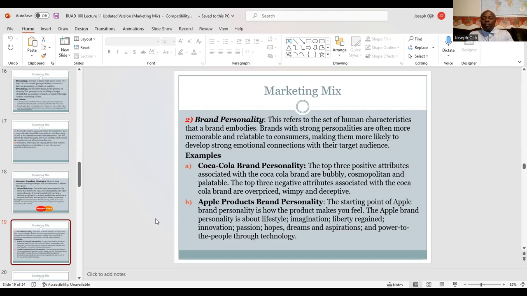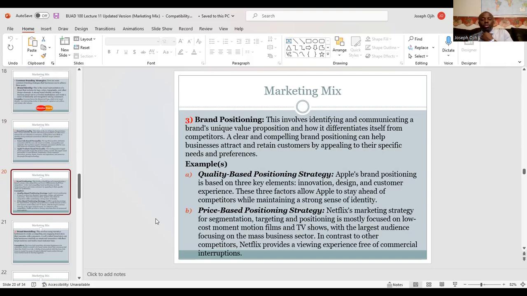Starting from the time when the Apple brand personality began, that's a starting point for Apple brands. Usually it's how the brand makes you feel. Apple's brand personality refers to how they make you feel if you have Apple products. It's also about lifestyle, imagination, liberty regained, innovation, passion, dreams, hope, power to people through technology. All these things have to do with the brand personality of Apple. You feel this way.